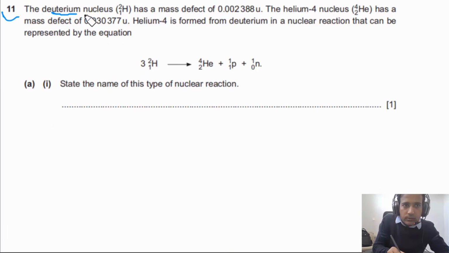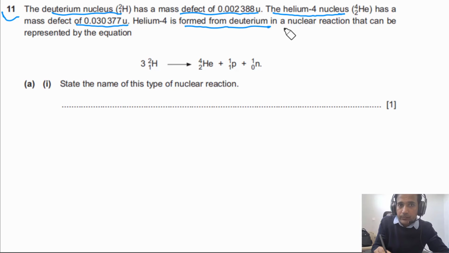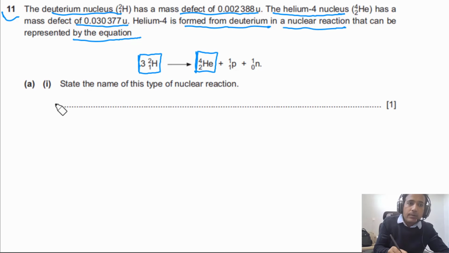Question 11 says the deuterium nucleus has a mass defect equal to this. The helium nucleus has a mass defect of this. Helium-4 is formed from deuterium in a nuclear reaction that can be represented by the equation. So here we have deuterium nuclei. They combine together and form the helium nucleus. Part A1 is asking us to state the name of this type of nuclear reaction.